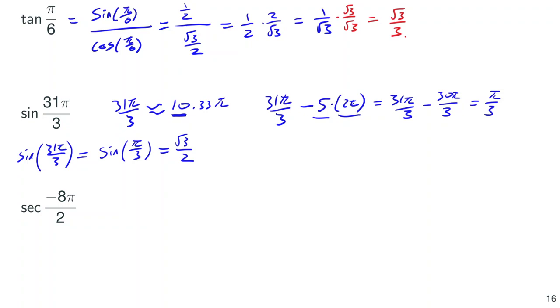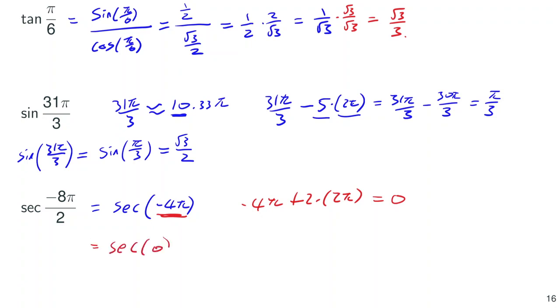Let's look at secant of negative 8 pi over 2, which we can rewrite as secant of negative 4 pi. Negative 4 pi is not on the unit circle, so we can add 2 pi until we get an angle between 0 and 2 pi. Here, negative 4 pi plus 2 times 2 pi, adding full rotations, we get 0. So negative 4 pi is equivalent to 0 radians, and this is the same thing as secant of 0 radians.